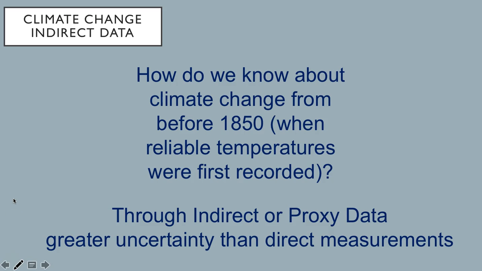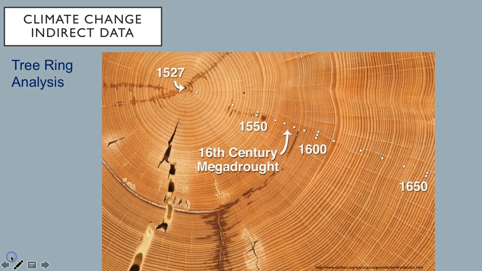How do we know about climate change from before 1850, when reliable temperatures were first recorded? All of our estimates prior to 1850 are obtained through indirect or proxy data. As you can imagine, data obtained by proxy or indirect measurements has a higher degree of uncertainty than data obtained from direct measurements. Tree ring analysis is a method of indirect measurement of climate change.